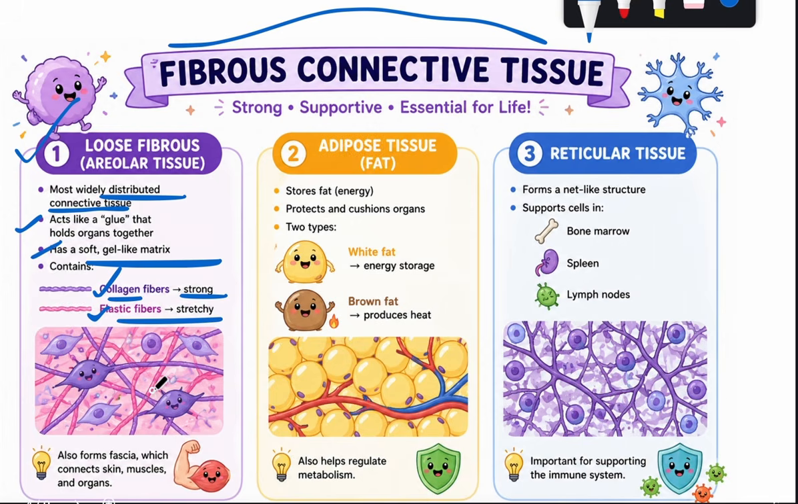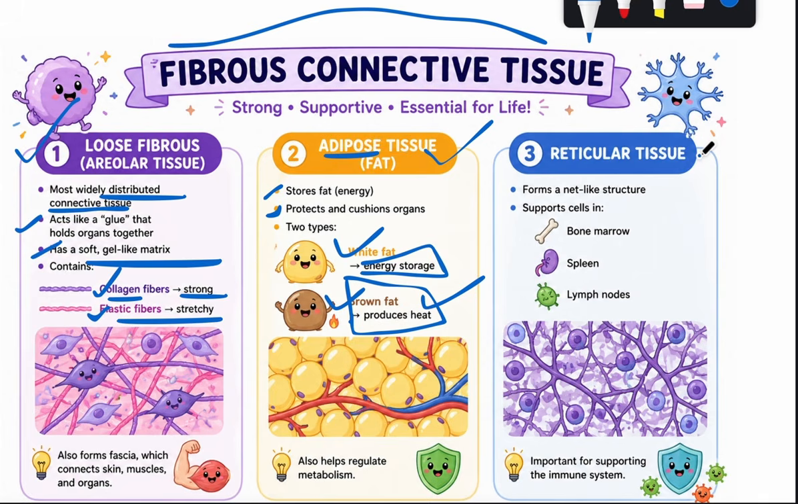You can see different types. And then there is adipose tissue. Adipose means fat. They store energy and protect. Fat is like a cushion that protects the organs from damage. There are two types of fat: white fat and brown fat. If we need energy, we have white fat storage. But if you're feeling cold, then the body burns the brown fat.